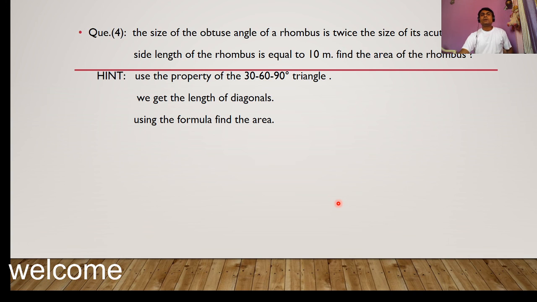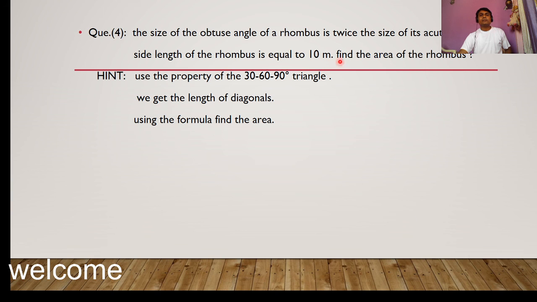The size of the obtuse angle of a rhombus is twice the size of its acute angle. The side length of the rhombus is equal to 10 centimeter. Find the area of the rhombus. Very interesting question. Now if you make the rhombus, the size of the obtuse angle is twice the size of its acute angle. One angle is acute, one angle is obtuse.